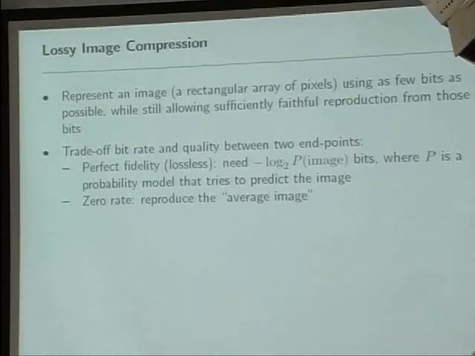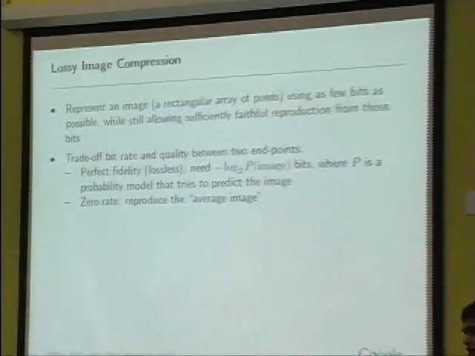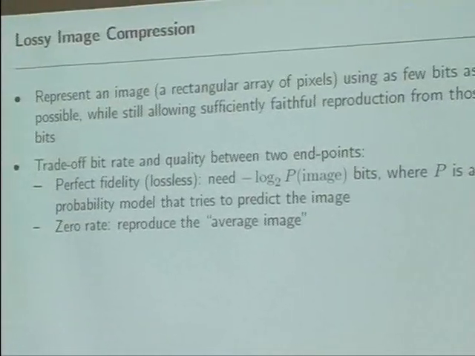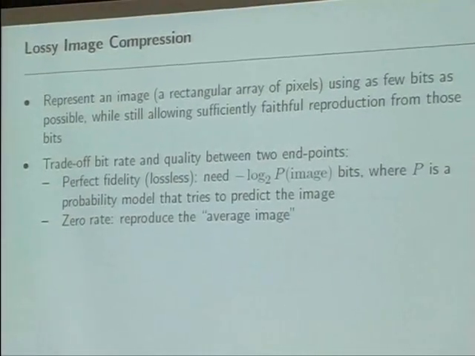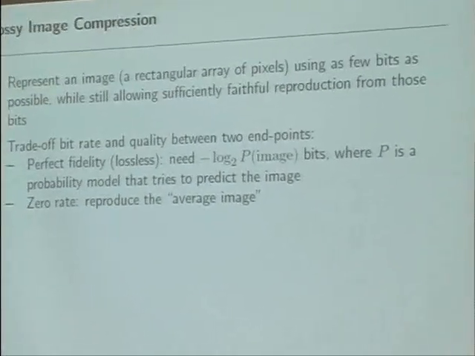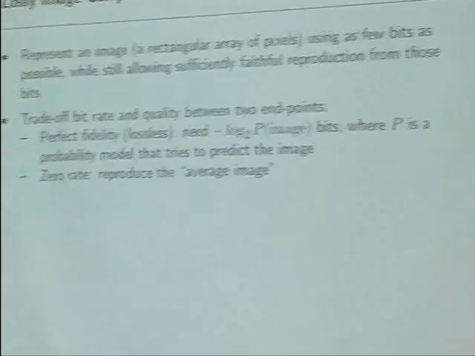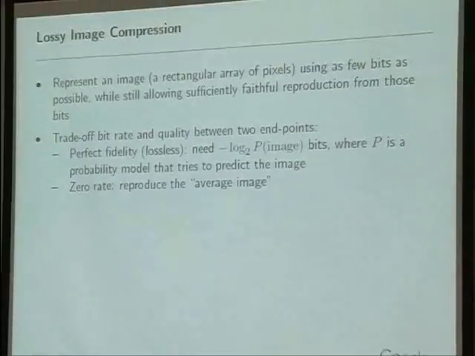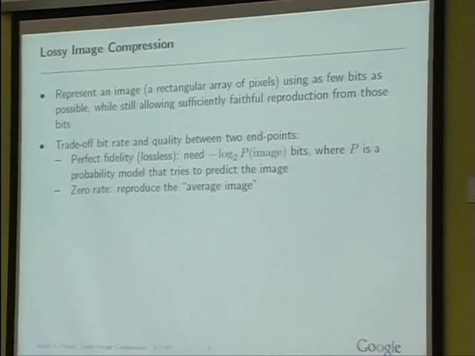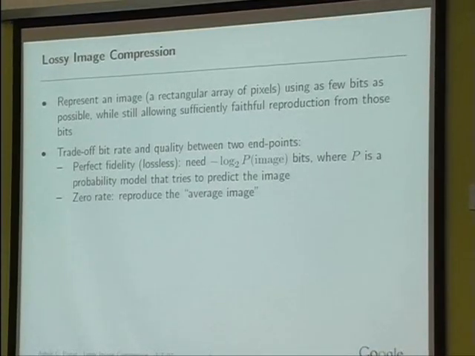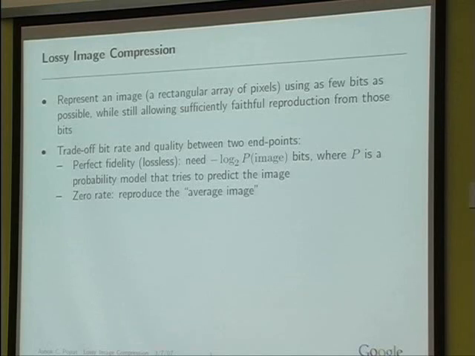And we can think in terms of two extreme points, just to get our head around the problem. At one end of the spectrum, we have perfect fidelity, which is lossless compression. Lossless compression is where we insist that the decoded image is bit for bit identical with the one that we encoded. And if I do that, then I'm going to have to spend more bits. The ideal code length would be the base 2 logarithm of the probability of that whole image using a suitably predictive probability model. And at the other end of this hypothetical spectrum, I have zero rate. That's when I send no bits at all. And there, the decoder has to just guess what the image was.